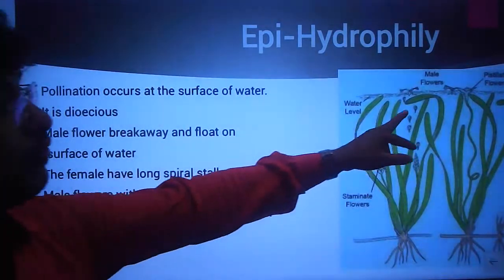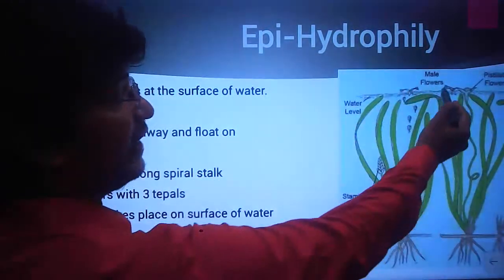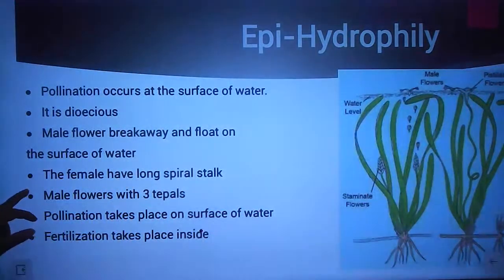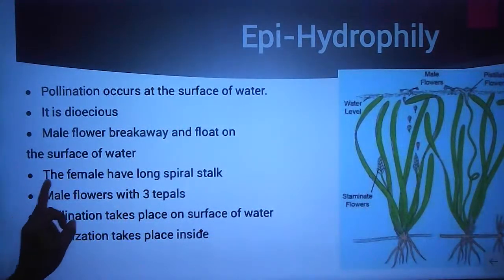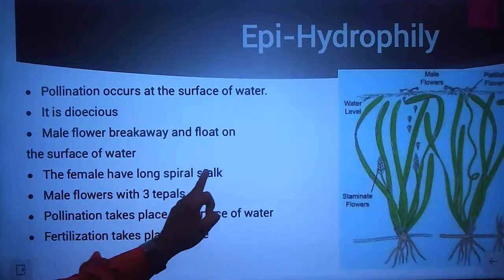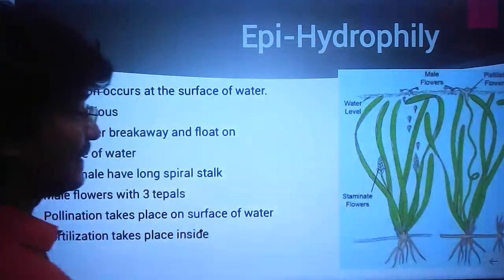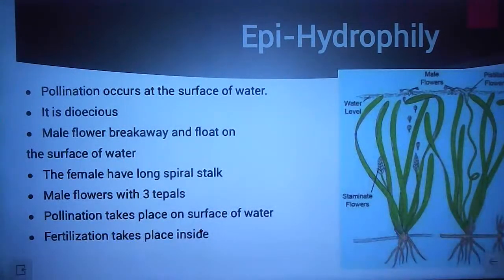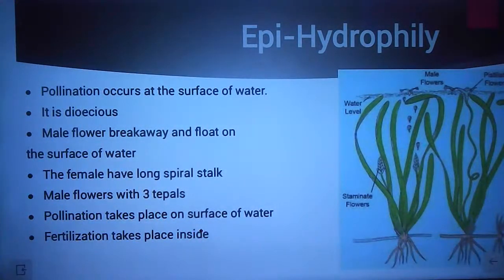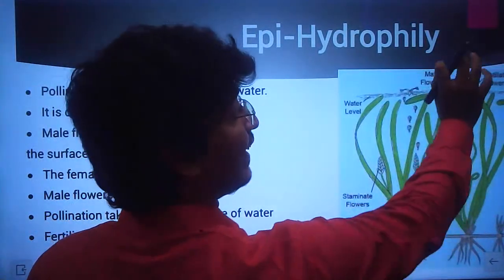Now what happens? You could see the male flowers break away and float on the surface of the water. Can you see the male flowers here, right? This is a male flower which floats on the surface of the water. But the female, what is the type of adaptation that you could see in case of Vallisneria? The female has a long spiral stalk-like structure. Can you see the stalk, the coil-like structure here? This was actually completely submerged. But at the time of the fertilization, what happens? This will arise and come up to the surface of the water to collect the pollen grains.